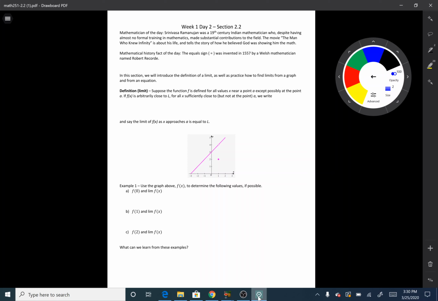So last time we talked about the notion of a limit. We did a couple of examples where we introduced the limit. We talked about secant lines versus tangent lines and how these are related to limits. So today's lesson, we will define what it means for a function to have a limit.